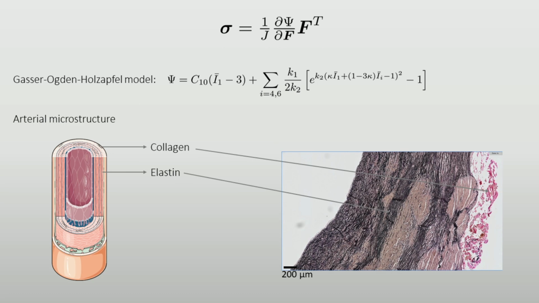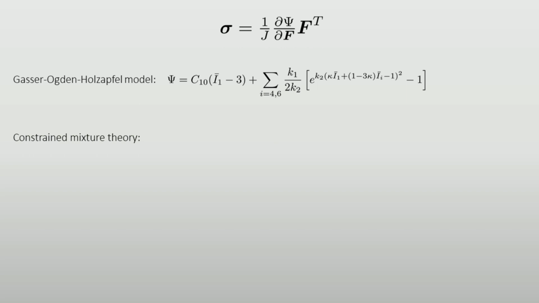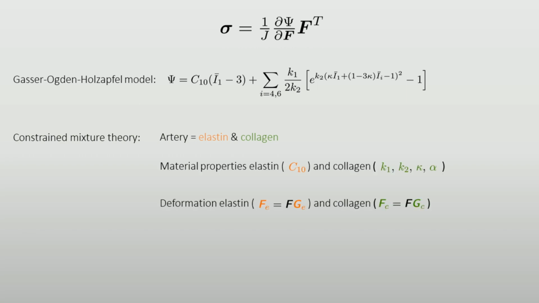How is that? Well, an artery can be seen as a fiber-reinforced material. It has an elastin matrix in which collagen fibers are dispersed. The Gasser-Ogden-Holzapfel model reflects this structure, as the first term expresses the matrix contribution and the second term expresses the fiber contribution. Next, to implement growth and remodeling into this equation, I used the constraint mixture theory. This theory states that an artery consists of different constituents that can have their own material properties, own stress-free state, and own speed of degradation and deposition, but they are constrained to move together.